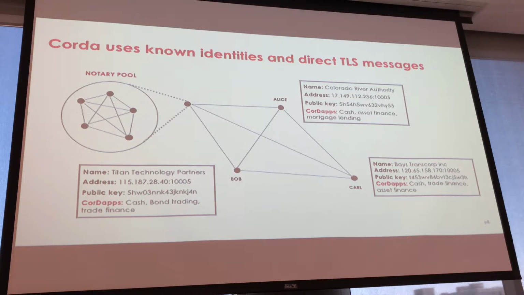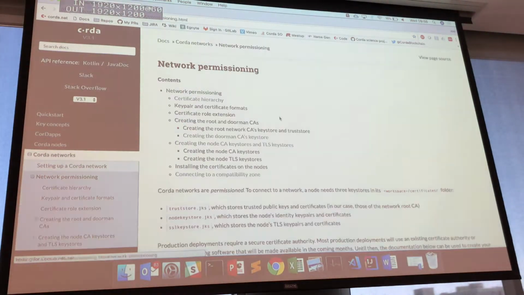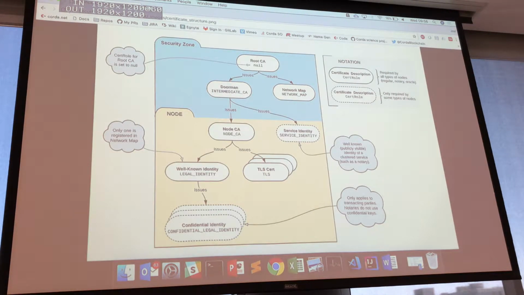Is the certificate they use for signing the same as the certificate they use for TLS, or how is that managed? There's a page in the docs I can bring up very quickly. Basically you have a certificate chain even within the node. We won't spend too much time on this, it's not a huge focus for today, but you end up with a structure like this. You have the root CA, and they permission the intermediate CAs like the doorman. Then the doorman signs a certificate for the node, which is the node's own CA, and which it uses for its well-known legal identity in transactions.